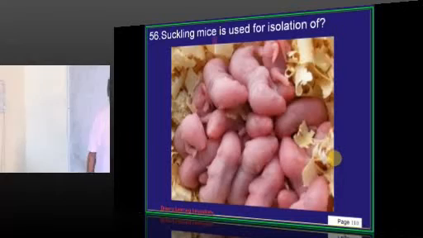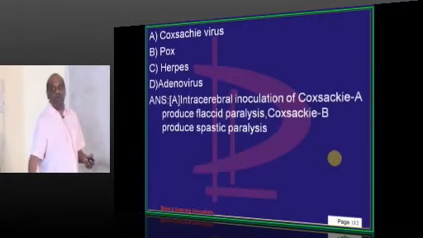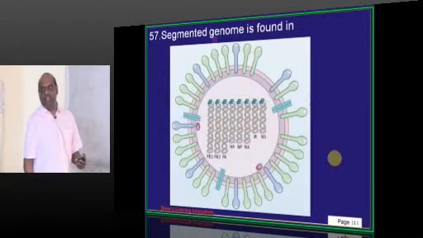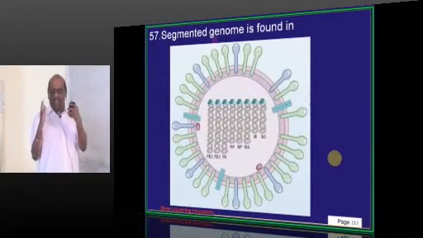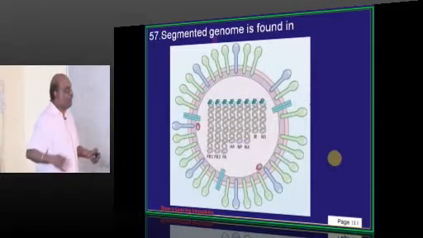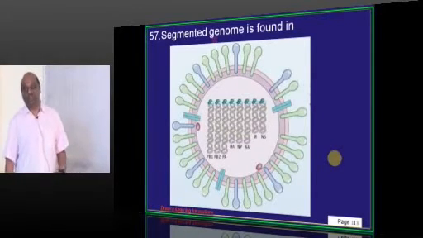Suckling mice are typically used for the isolation of Coxsackie virus. Segmented genome, as you can see, they should only ask this kind of question where you see the genome. Then that becomes a top question. If you already say segmented genome and show a picture, that is not the kind of question.